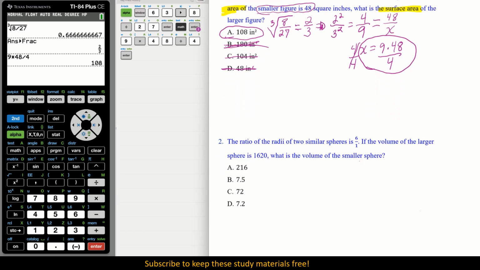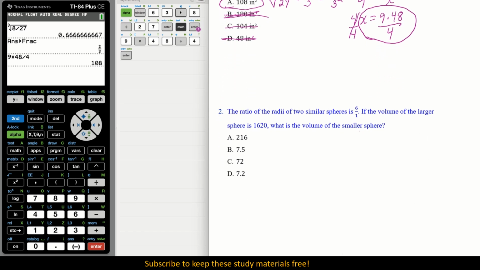Now let's look at number 2. The ratio of the radii of, let's just say 2 radii, of 2 similar spheres is 6 to 1. If the volume of the larger sphere is 1,620, what is the volume of the smaller sphere? And if you didn't notice on the first one, it's also true on the second. We really don't need to know the formula. We don't need the shape. You can draw them if you wish, but it isn't necessary.